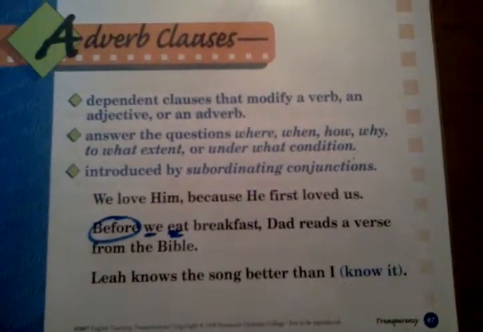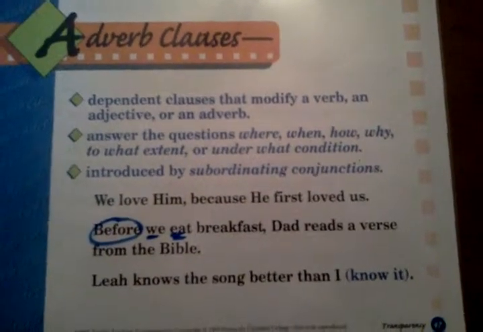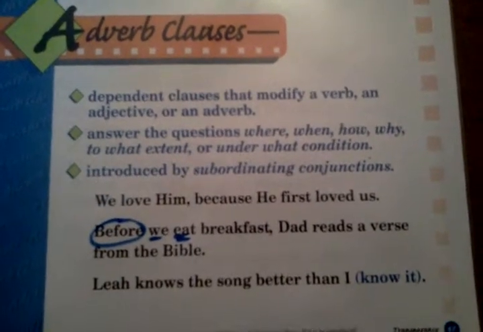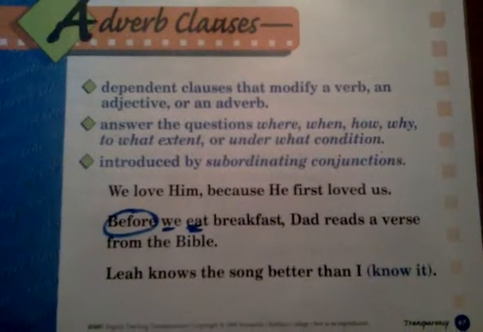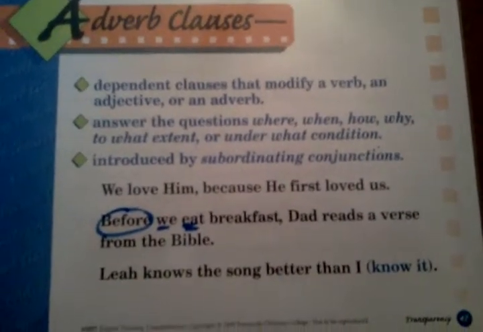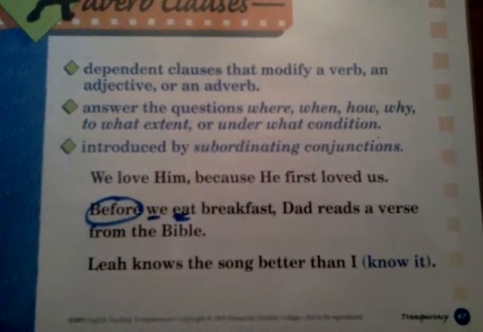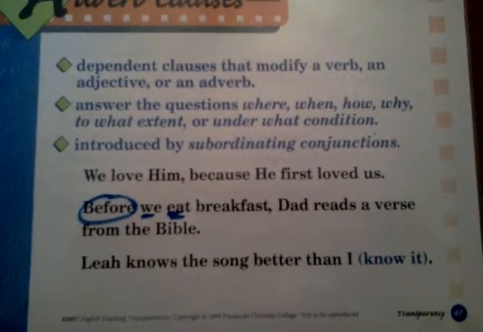So the first part, before we eat breakfast, that's a dependent clause. The second part, Dad reads a verse from the Bible, that's an independent clause. My dependent clause is an adverb clause. It's a clause because it has a subject and verb, we eat. It's dependent because of the word before, and it's adverb because it answers the question when about the verb reads.